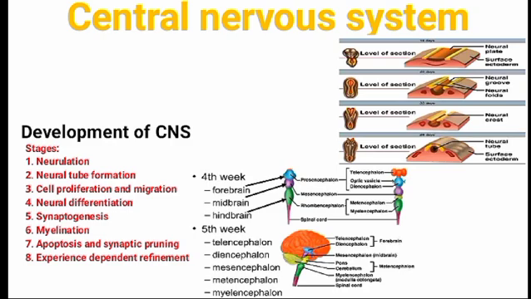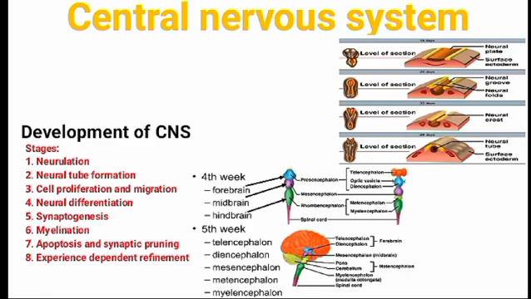The development of the central nervous system is a complex process that occurs over several stages. The number one stage is neurulation. This is the initial step where the neural plate forms from the ectoderm. The neural plate then folds to form the neural tube, which will eventually become the brain and spinal cord.